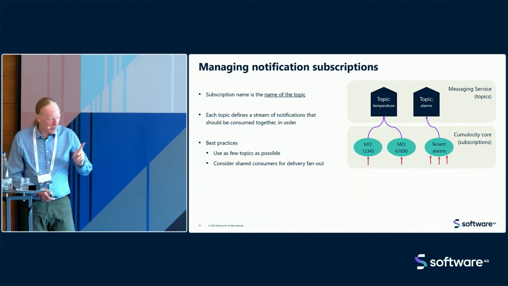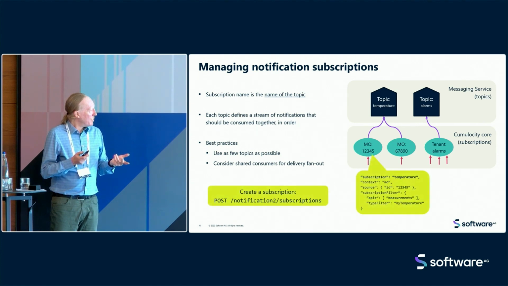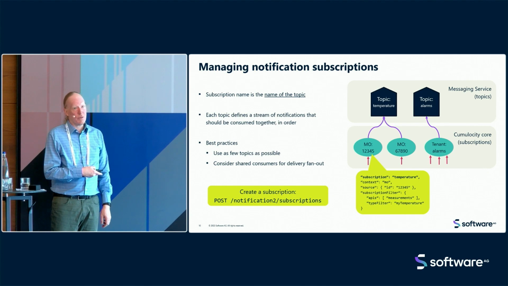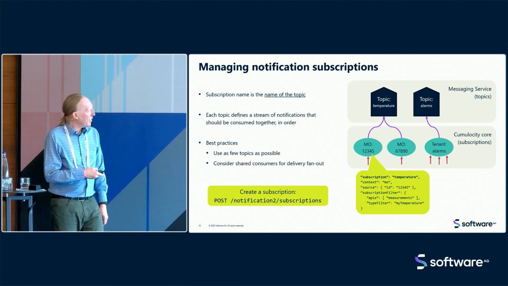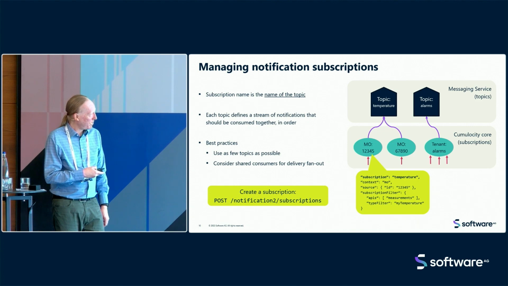Now, I have even more detail, don't I? So to make these subscriptions, you're going to do a POST to the notification subscriptions endpoint, and you give that a bunch of different information. And the really important thing is this subscription parameter, which here is temperature. That, as I said, is naming the topic. It's not the name of this thing. It's the name of the topic that that thing is going to push the messages into.